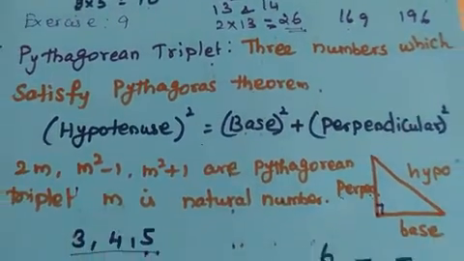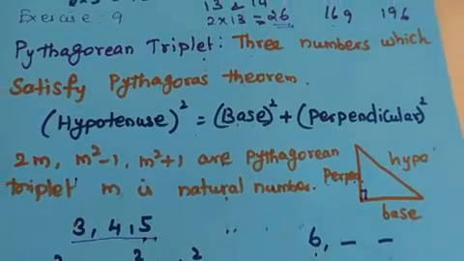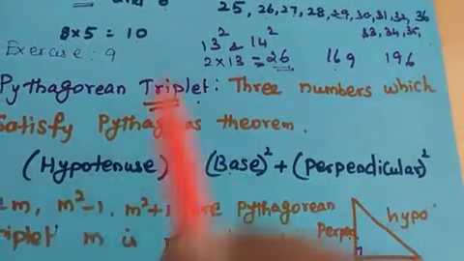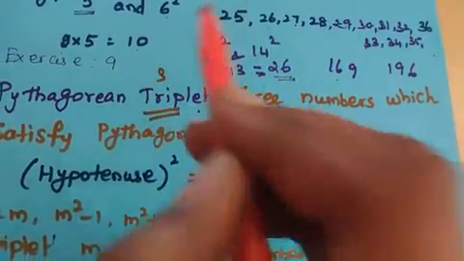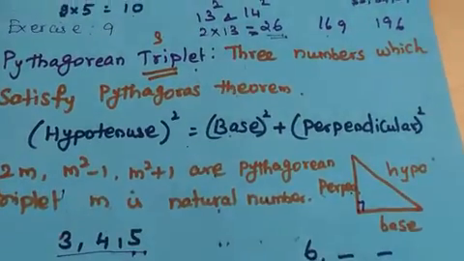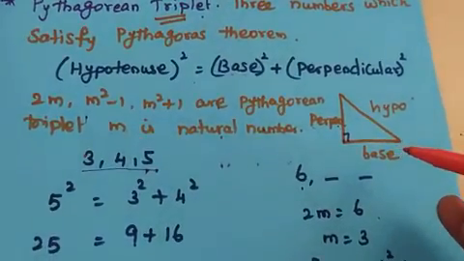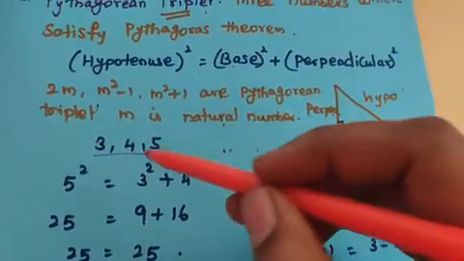The numbers which satisfy the Pythagoras theorem are all Pythagorean triplets. Triplet means it is 3. So triple means 3 numbers. So here we are going to take 3 numbers. Those 3 numbers which satisfy the Pythagoras theorem are called a Pythagorean triplet.